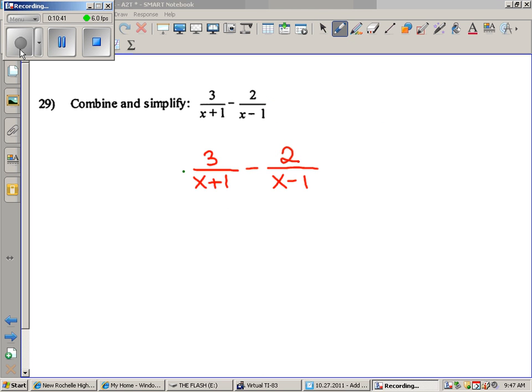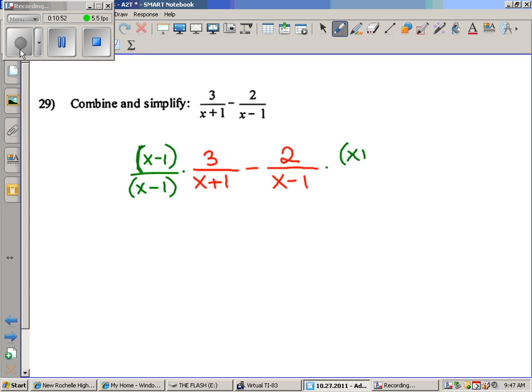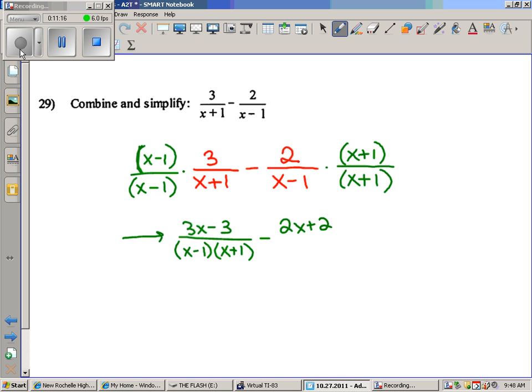All right, we're on 29. So this one over here we're going to multiply by, yep, you are correct, x minus 1, my bad. And this one over here we're going to multiply by x plus 1. And the result, we're going to get 3x minus 3 over x minus 1, x plus 1. Over here, we're going to get 2x plus 2 over x minus 1, x plus 1.